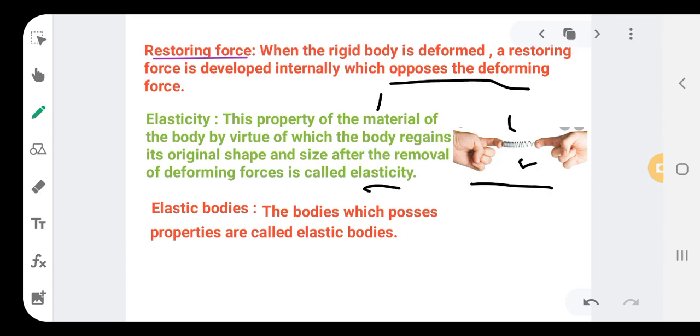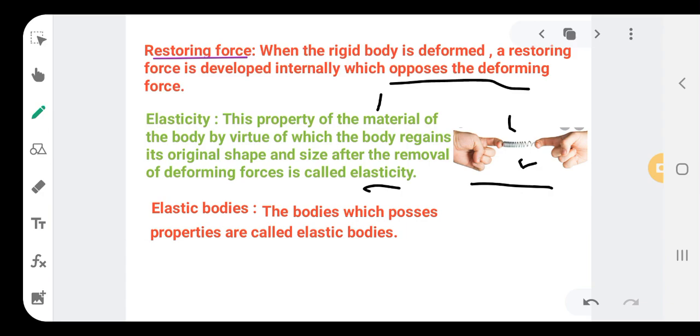Okay, so when you stretch a rubber band, a string, it will stretch to a certain limit, that is known as the elastic limit. Now if you remove that stretching force, the rubber band will come back to its original condition or shape. This property of the rubber band is known as elasticity.